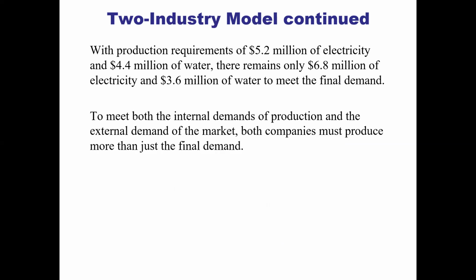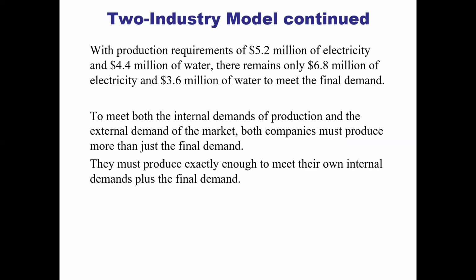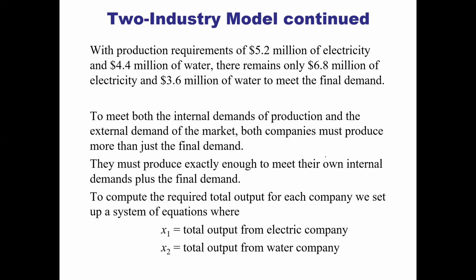Now, to meet both the internal demands of production and the external demand of the market, both companies must produce more than just that final demand. They must produce exactly enough to meet their own internal demands plus that final demand. So to compute the required total output for each company, we say x1 is the total output from electric and x2 is the total output from water.